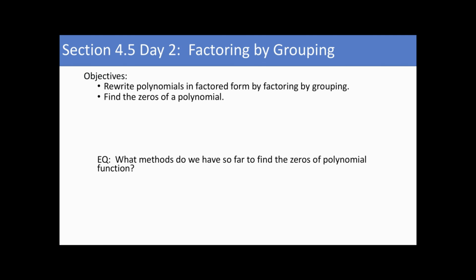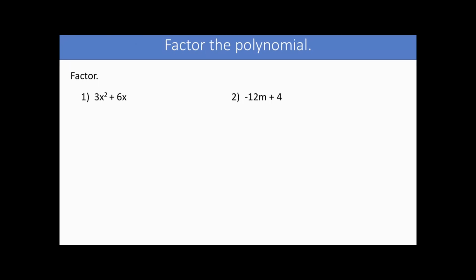Hi, this is day 2 of section 4.5. We've been taking polynomial functions in standard form, factoring them to put them in factored form, and then finding the zeros. Today we're going to do this by grouping. But before we do that, we're going to practice factoring just binomials. This is one step of factoring by grouping.